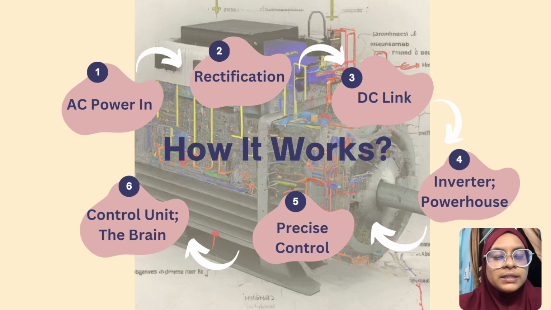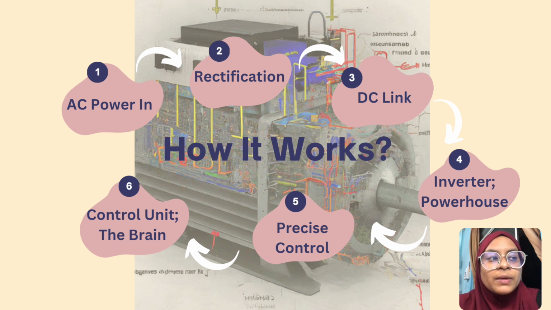How does SSD work? First is the AC power in. The system starts by receiving regular AC power from the main supply, and then rectification. This AC power enters the rectifier, which acts like an electronic one-way valve. It converts the incoming AC voltage into DC voltage. DC link. The DC voltage is then stored in the DC link capacitor. This capacitor acts like a temporary reservoir, smoothing out any fluctuation in the DC voltage and providing a stable supply for the next stage.